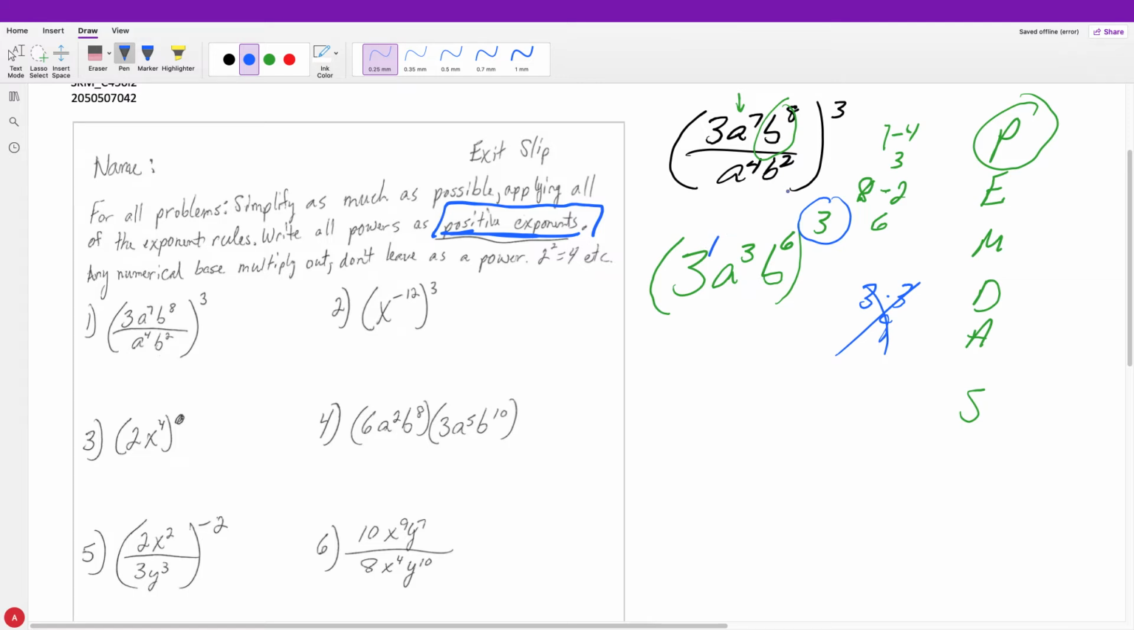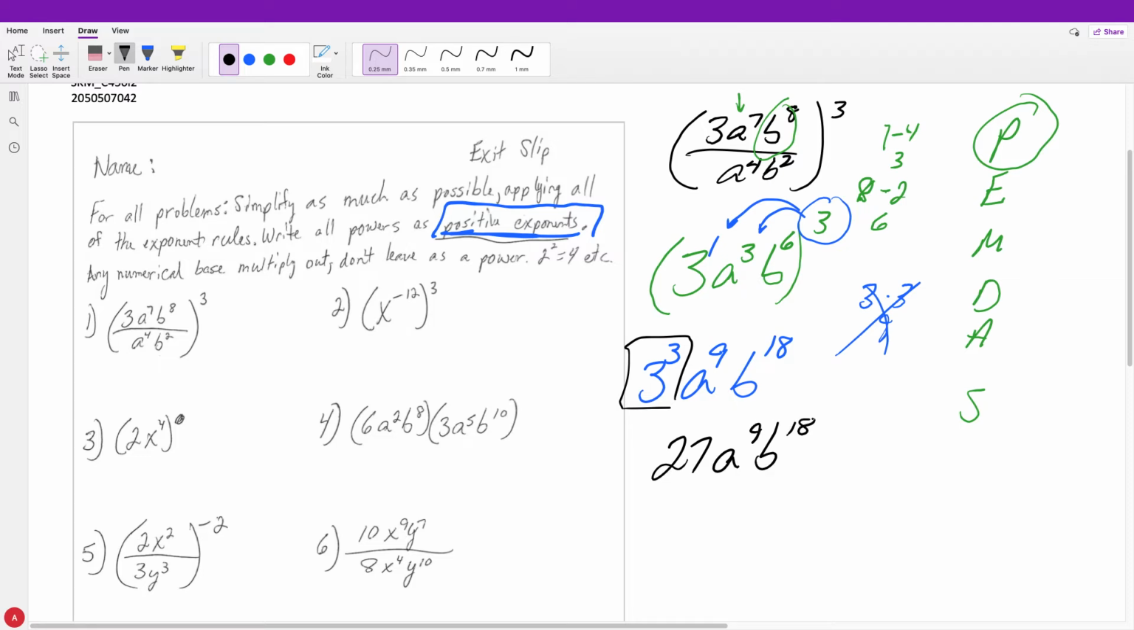And this 3 is understood to have a power of 1. So this 3 can now be rewritten as 3 cubed because we multiplied 1 times 3. A is now a to the 9th, 3 times 3. And b is now b to the 18th. Then the last thing we need to do is we actually are going to be cubing these numbers now or squaring them. And 3 cubed is 27. So our final answer is 27, a to the 9th, b to the 18th.